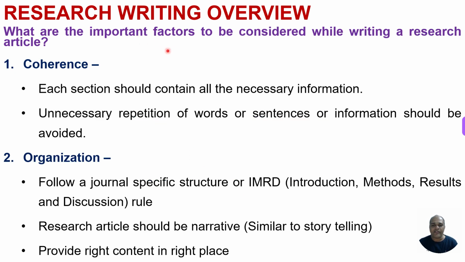What are the important factors to be considered while writing a research article? We should know what all the things are that we should consider while writing a research article. So there are 4 factors. First one is coherence. Coherence in the sense that our research articles will have sections. I will talk about these sections a little bit later.